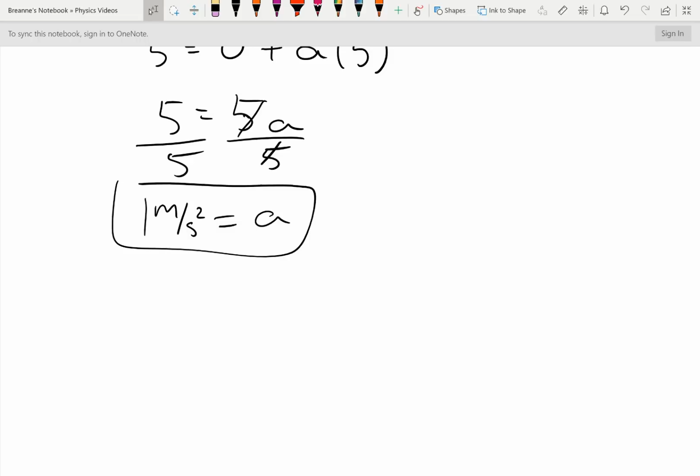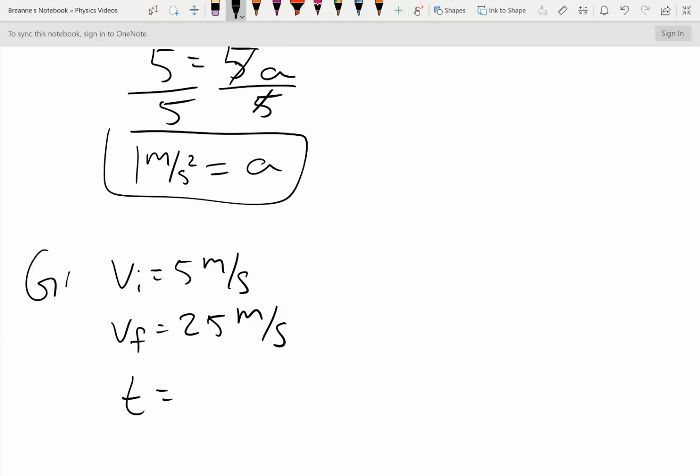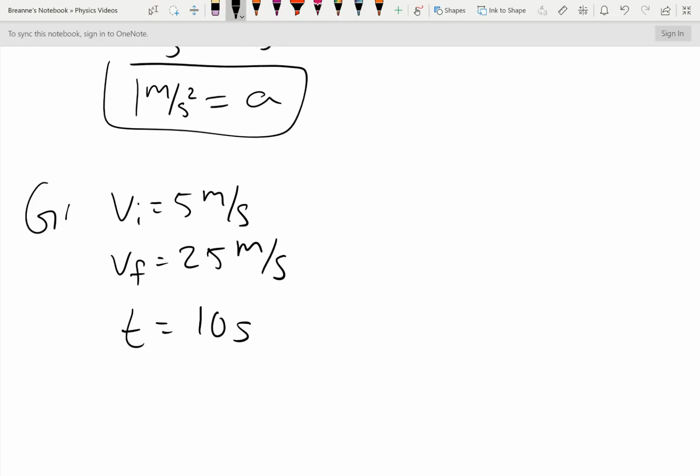The next one: if a car accelerates from 5 meters per second to 25 meters per second in 10 seconds, how far will it travel? So again, let's look at our givens. We're given an initial velocity of 5 meters per second, a final velocity of 25 meters per second, and our time is 10 seconds.